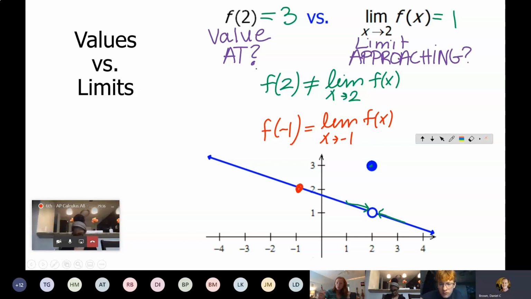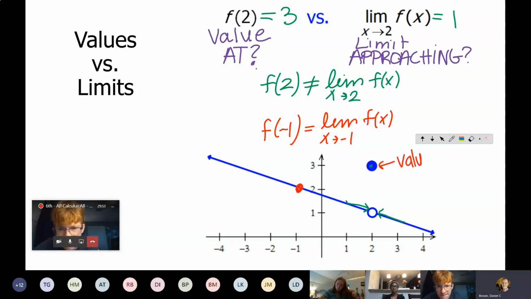Any questions so far? Yeah. Could you do an example where the value is not equal to the limit? That would be what I have up here as x goes to 2. So the value was at 3. So this is the value up here. The hole is what the limit is approaching when x is going to 2.